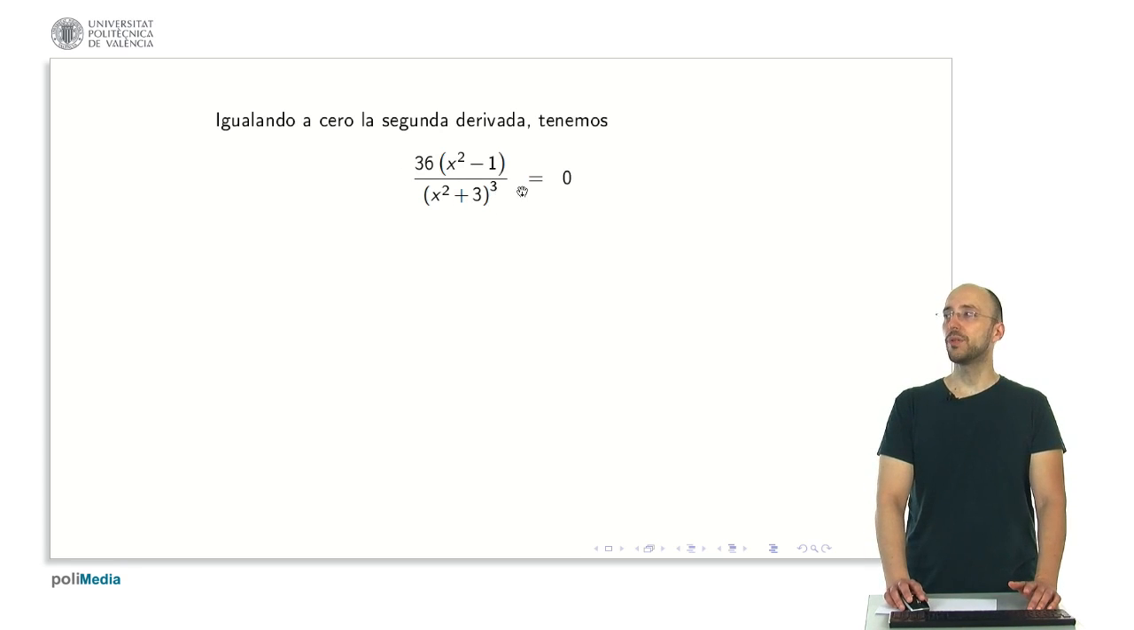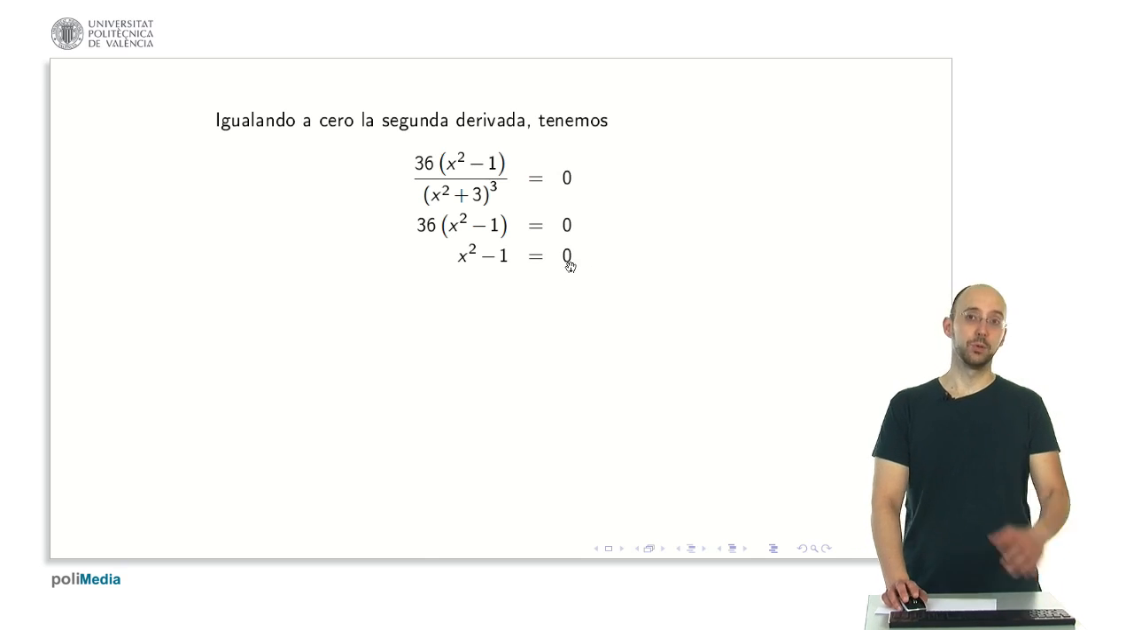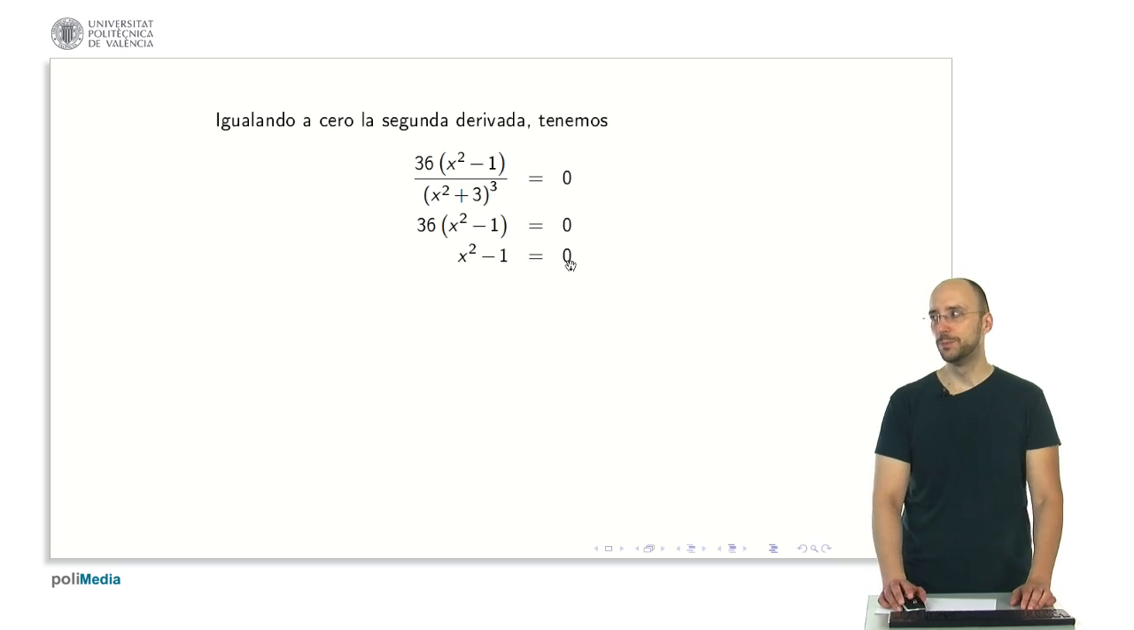I have one quotient equal to 0. This implies that if the quotient is 0, it's because the numerator is 0. Therefore, this part right here, 36 times x squared minus 1, must equal 0. The 36 is a constant that's being multiplied, and when moved to the other side of the equation, it becomes a divisor. 0 divided by something results in 0, unless we are dealing with 0 divided by 0, which is a different scenario. In this case, 0 divided by 36 gives 0.